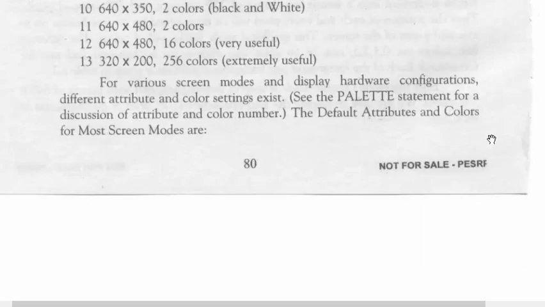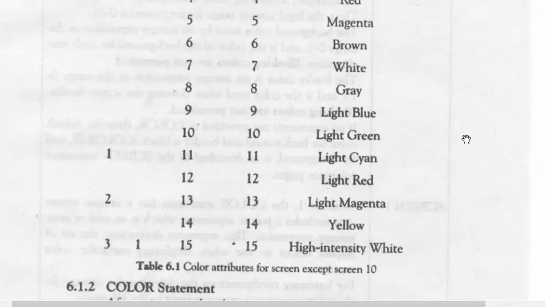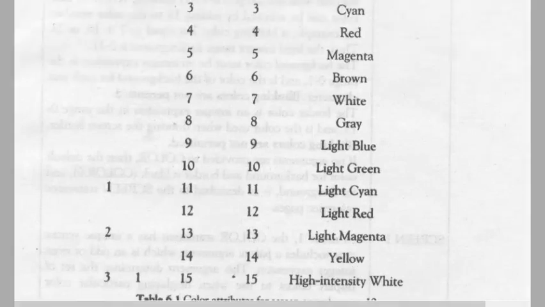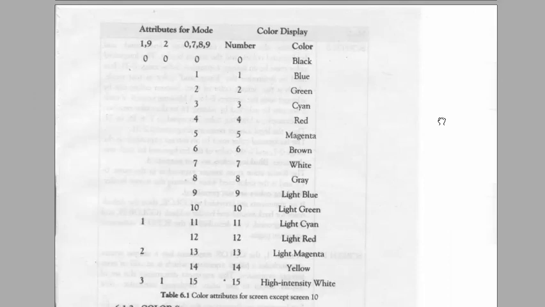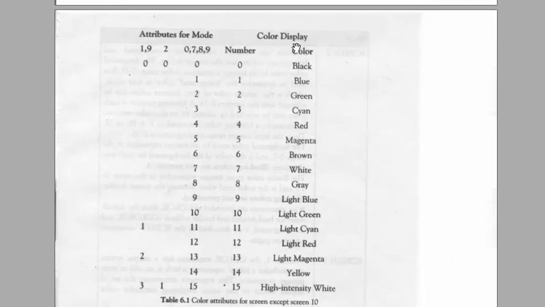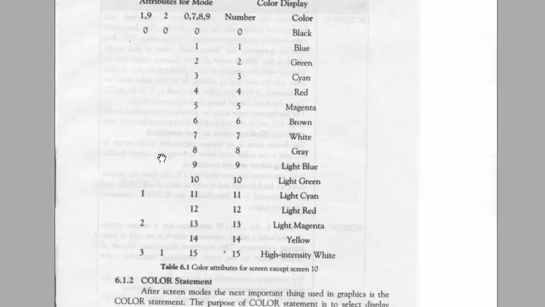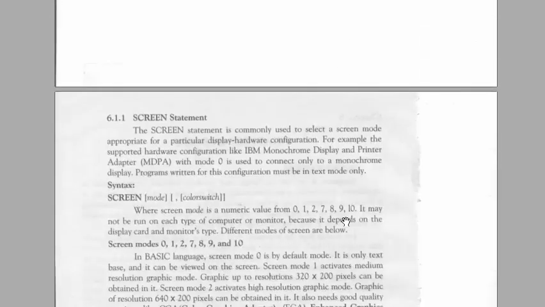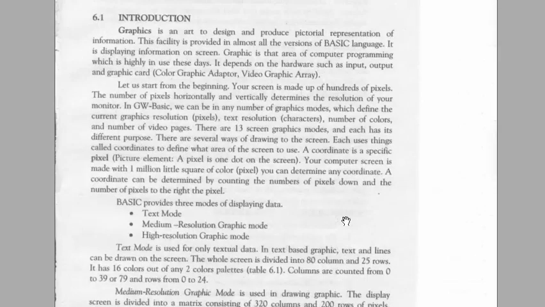Let's first go to the table so that you can understand. This is the table. Attribute for modes, color display. Color, black, these are the color names. Here are the numbers. Here are the attribute modes that you can use. Color attribute for screen except screen 10. Okay, so this is a table, you can understand it. So I think that today is enough that we just study the introduction.